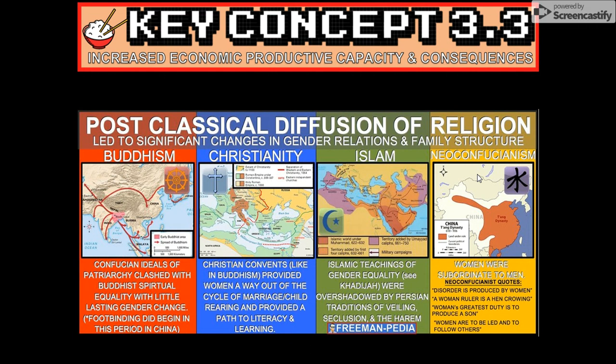Then you have, again, the diffusion of religion. So you can see Buddhism is going from India into Central Asia, to China, to Korea, to Japan, and into Southeast Asia. You have Christianity going all throughout the Mediterranean region. Same thing with Islam. And don't forget that Islam is traveling also to Southeast Asia. And then you're going to start to see the rise of Neo-Confucianism in China.